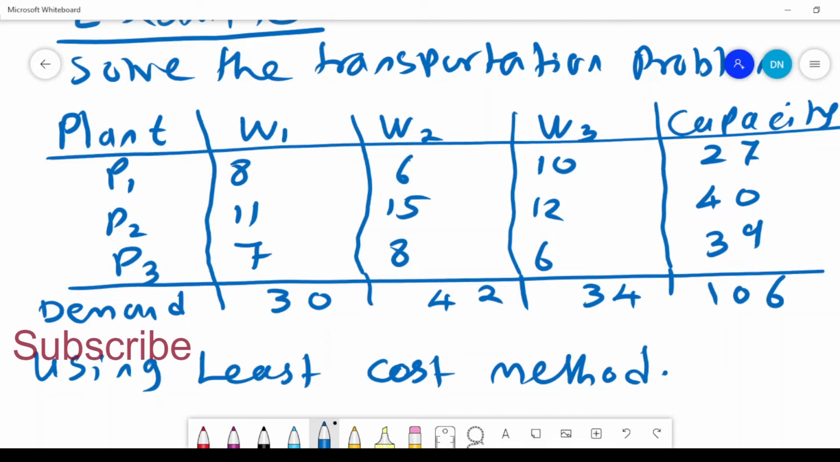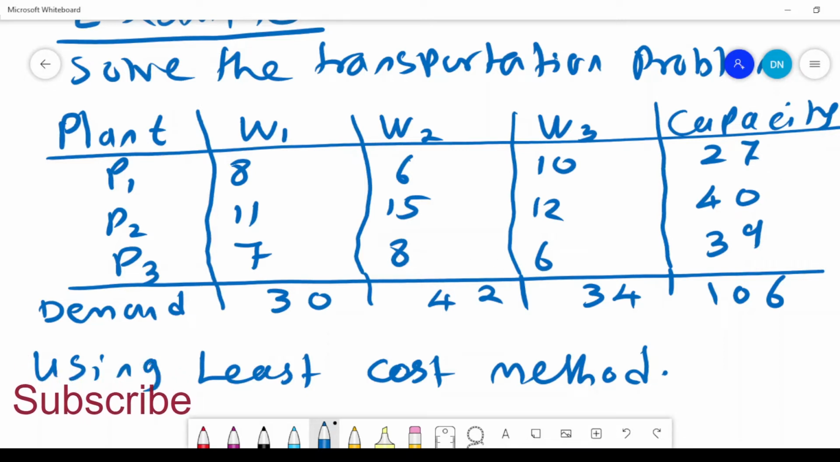To move 1 unit of a product from plant P1 to warehouse W1, it will require $8. To move a unit from plant P3 to warehouse W2, it will also require $8. Now, we want to use the least cost method. What does the least cost method do? It looks at the lowest cost involved. So we start allocating the units from the plant to the warehouse depending on the cost.